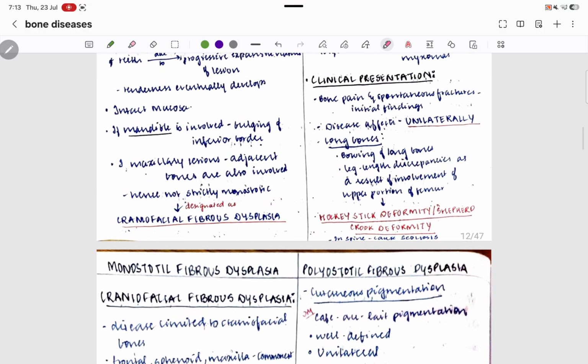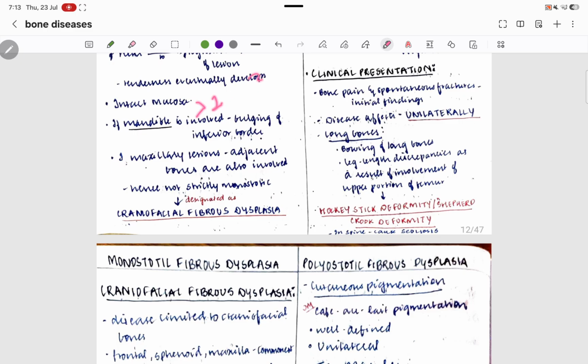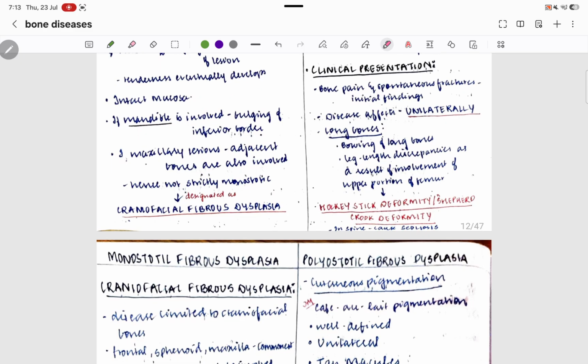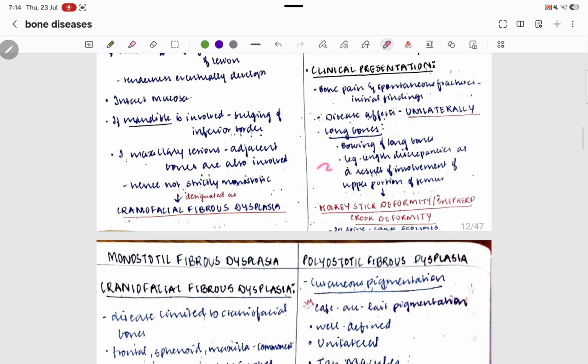So what I need to tell you here is that a lesion in the maxilla can never occur individually, because the maxilla is attached to different bones, like the zygomatic bone and temporal bone. So there are several attachments. If it involves more than one bone, it becomes polyostotic. But since it is in the face and in the head and neck region, we classify it as craniofacial. So it is limited to your cranium and face. This type of fibro-osseous lesion is called craniofacial fibrous dysplasia.